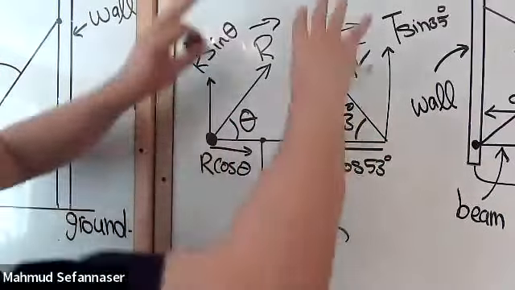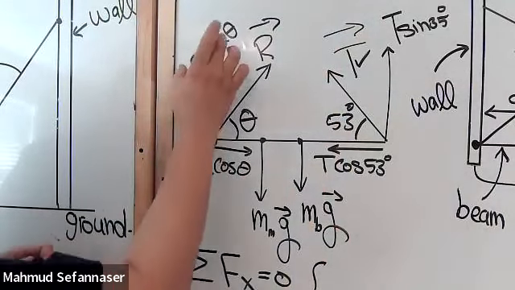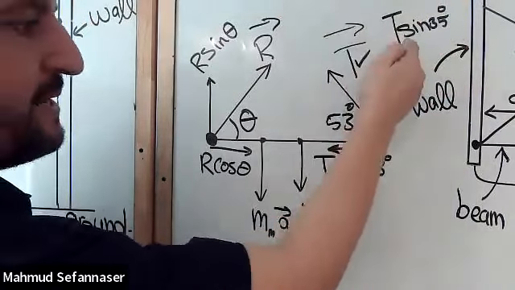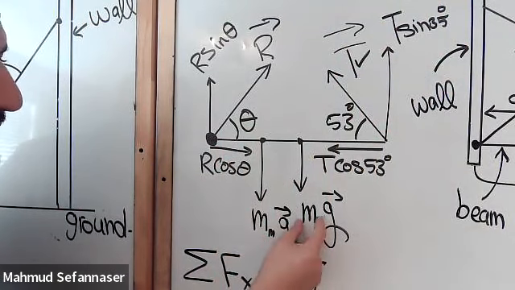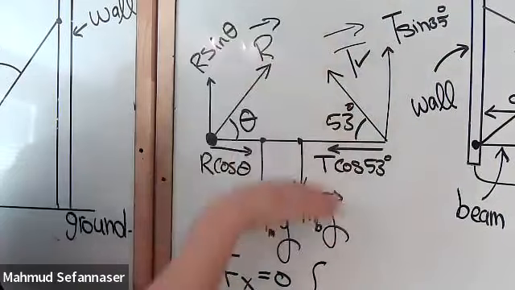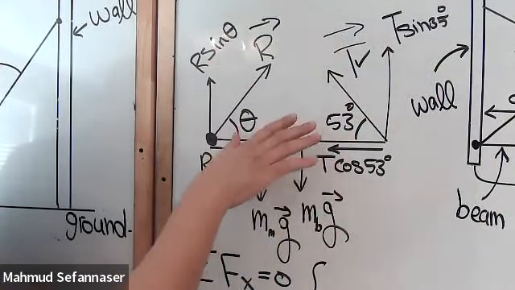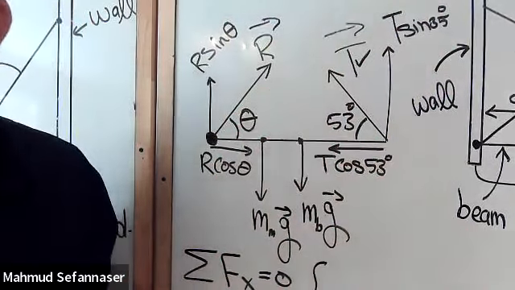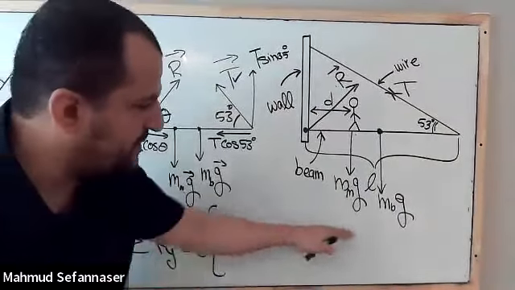Now let's look at the y-axis, or the vertical components. I have here R sine theta and T sine 35 minus the mass of the man times gravity, minus the mass of the beam times gravity. And if we have equilibrium along the y-axis, so there is no movement along the y-axis, that means this equation is equal to 0. I will go a little bit back again and write these equations right here for you guys.